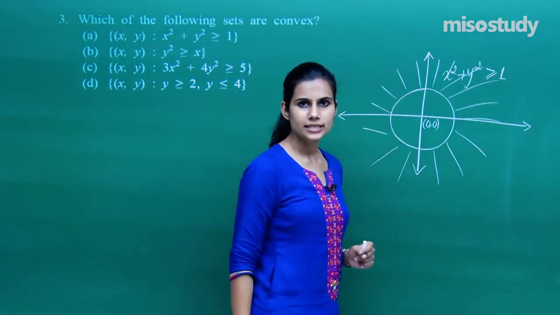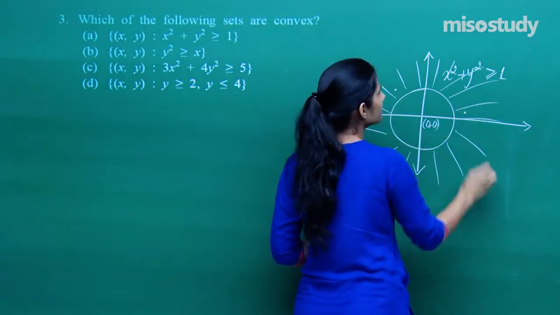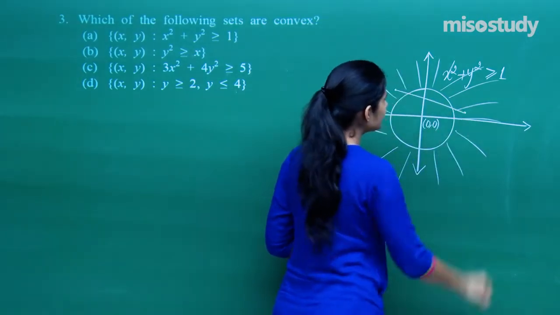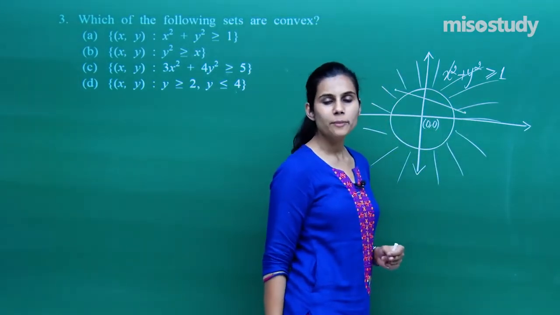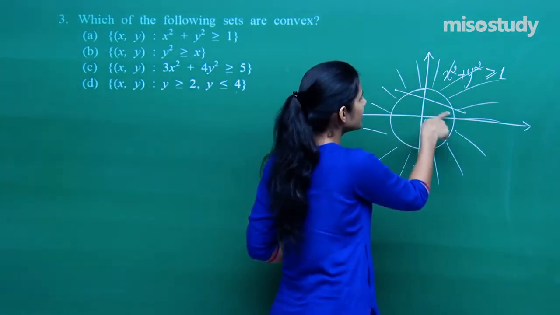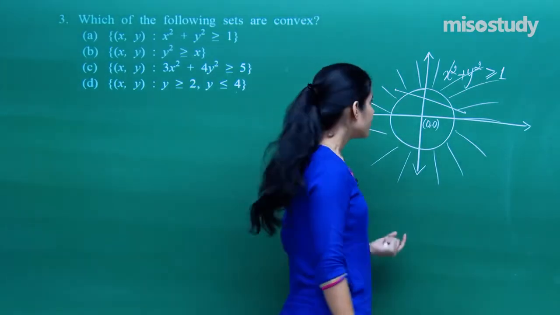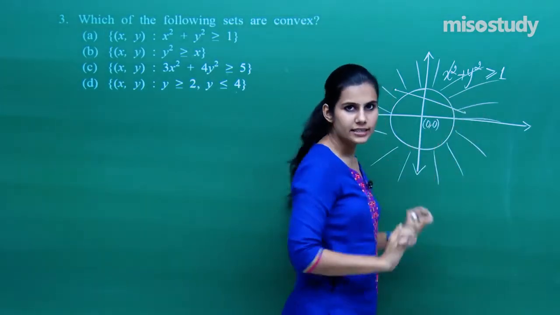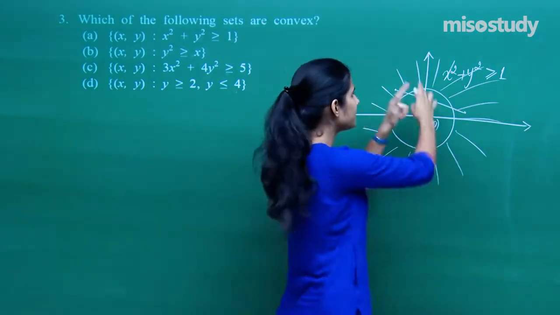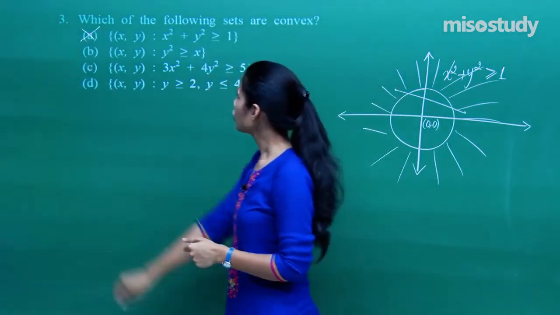Is this convex? Convex means in this shaded region, when I take any 2 points and I join them, is the line segment joining the 2 points also completely lying in the shaded region? No, it is not completely lying in the shaded region. There is a part of it which is coming in the non-shaded region. The moment I have found 2 such points, which when I join the line segment is not completely in the shaded region, that means this is not a convex set. So no, this is not convex.